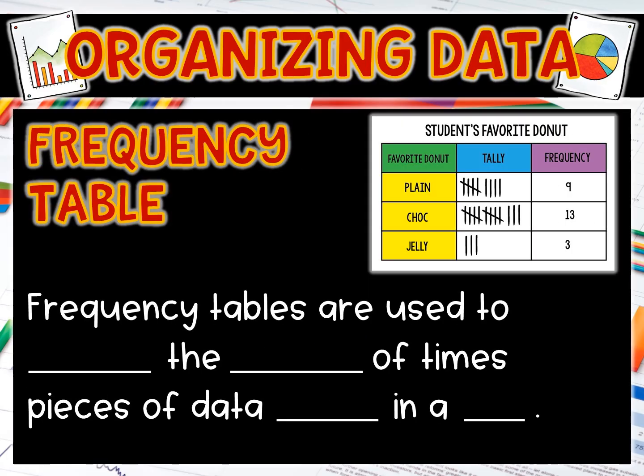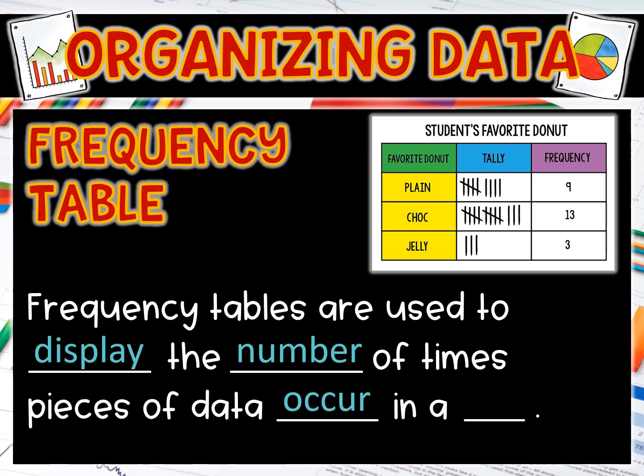Next up, we have a frequency table. Frequency tables are just used to display the number of times pieces of data occur in a set, meaning whatever the time limit you gave, how many times that occurred. So again, we're looking at donuts, how many people ordered those donuts in a set time.